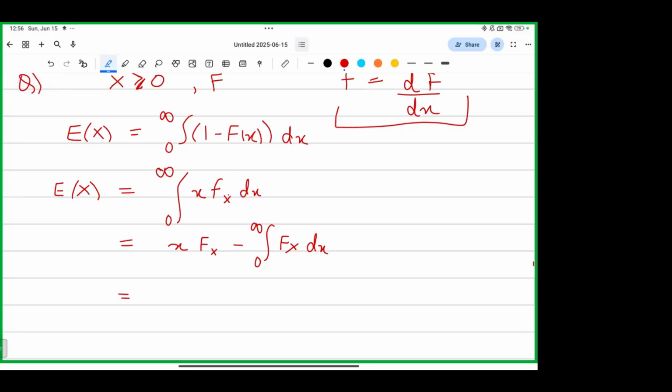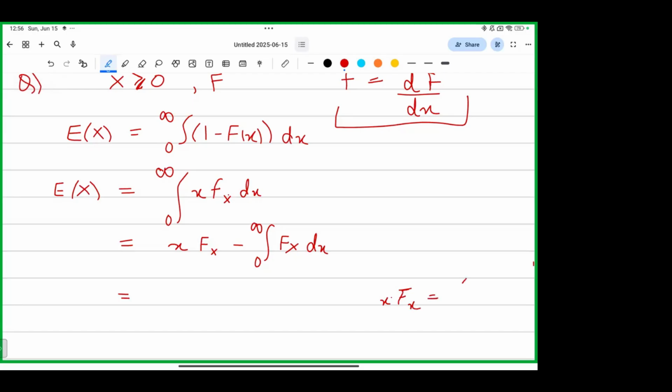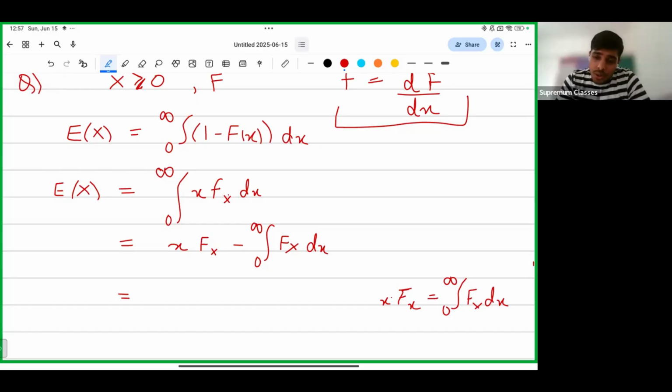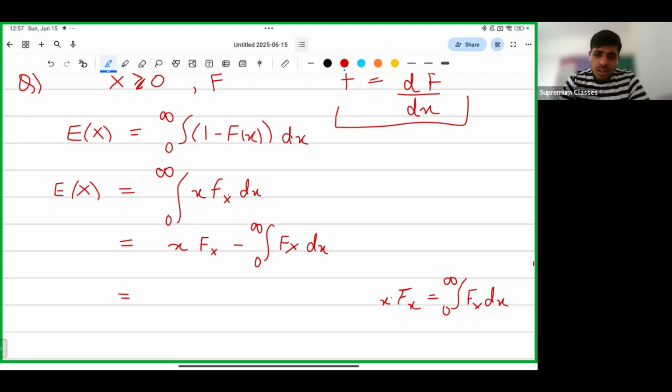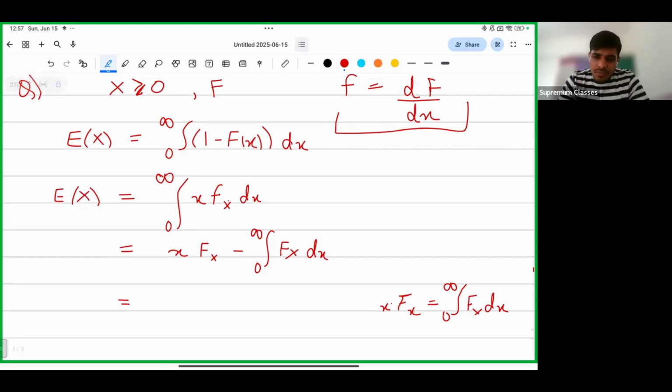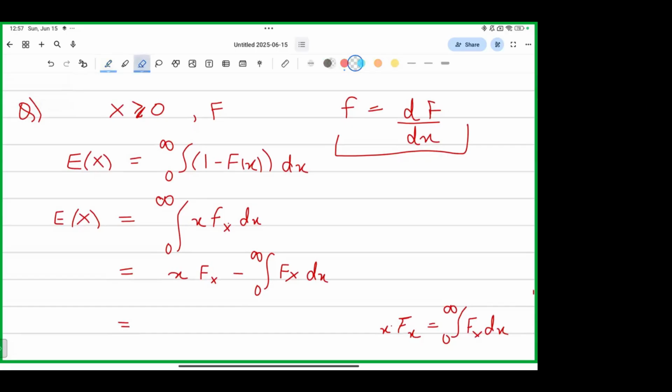Can we write x f(x) as the integral from 0 to infinity of f(x) dx? Can we write it like this? x f(x) as the integral from 0 to infinity of f(x) dx. I don't think so. So why do you think that is true? Oh, it's not true.